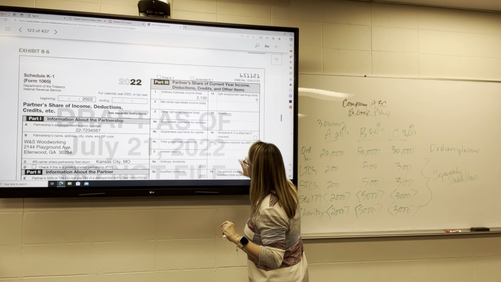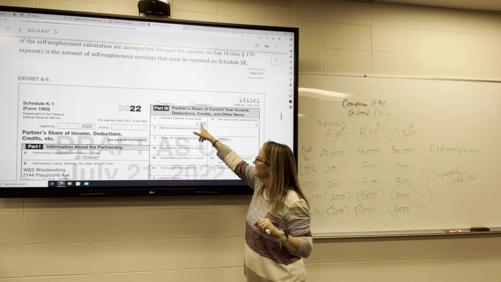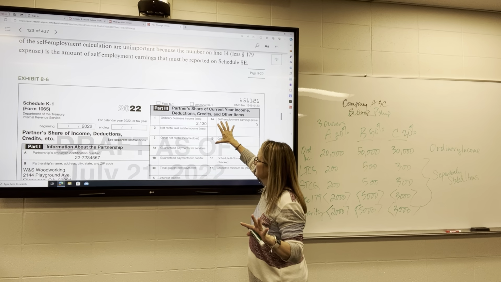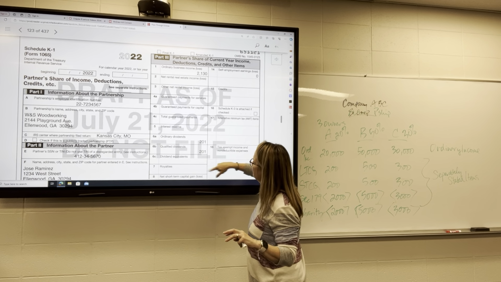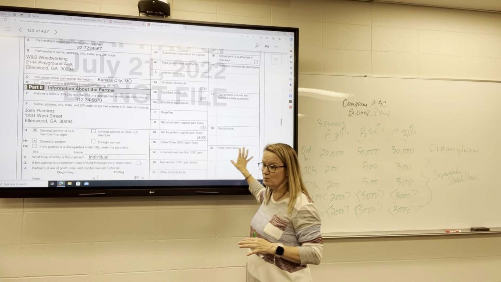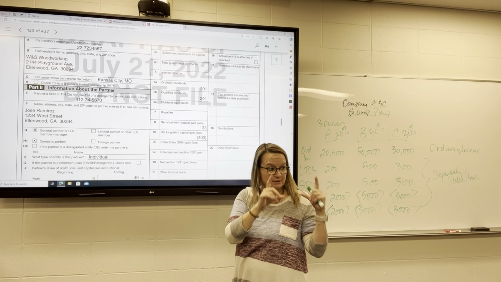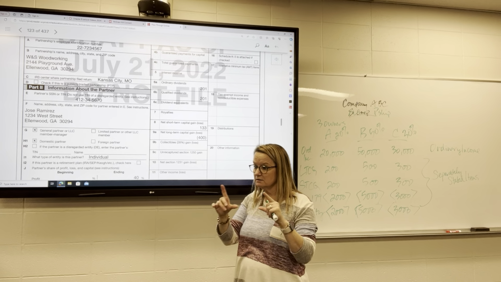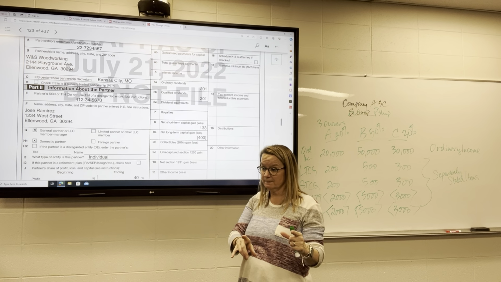So what I want you to take away from this mostly is that ordinary business income is separate. Any of these other items are also listed separately on this K1, and then they're going to be placed in different places on the 1040, right?